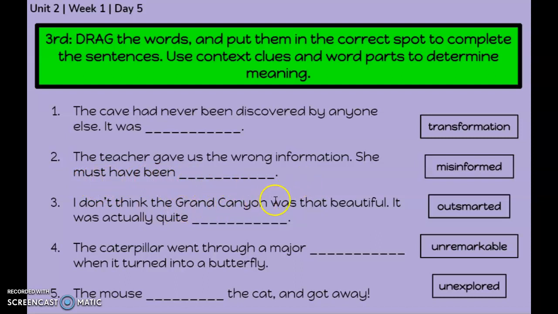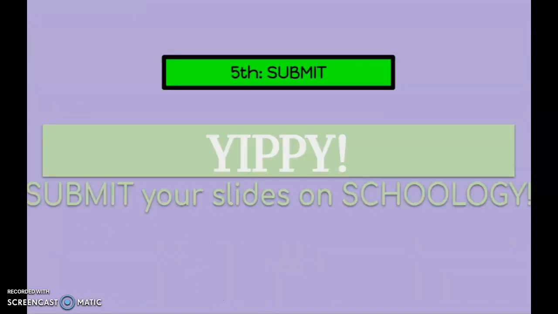I don't think the Grand Canyon was that beautiful. It was actually quite blank. The caterpillar went through a major blank when it turned into a butterfly. The mouse blanked the cat and got away. After that, you will submit your slides.